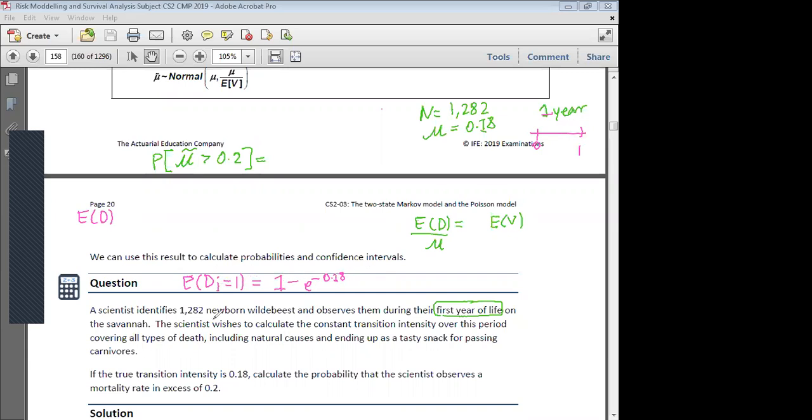But again, how many lives are we observing? We're observing 1282 newborn wild beasts. So what you want to do is figure out the expectation of capital D, which is nothing but the expectation of D1 plus D2 and so on till D1282, right? And I know that all of these Dis are equal to each other. So this will be 1282 times 1 minus e raised to minus 0.18. Does everyone agree with this?